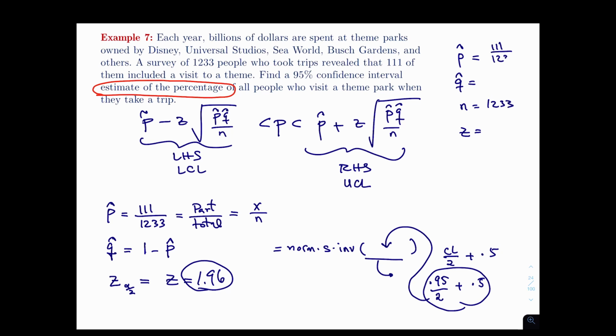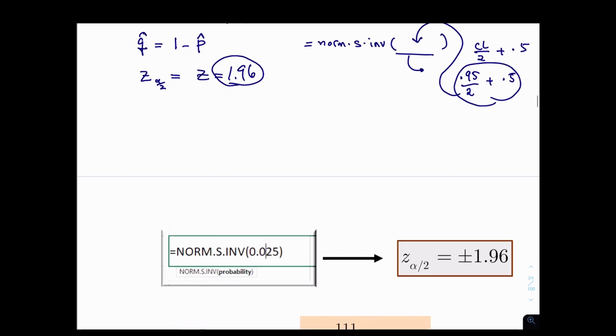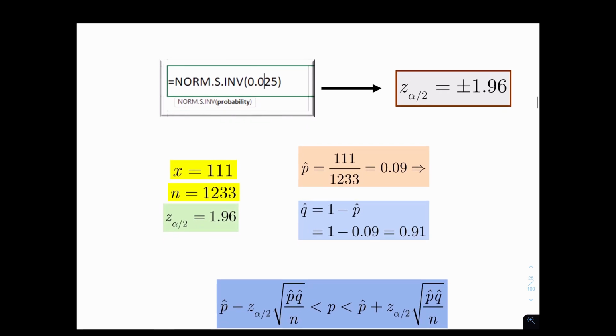My sample size n is 1233, so my p hat is 111 over 1233. Q hat is 1 minus p hat, and z is 1.96, and then you have all of it to plug in. Now, I'll show it to you on the next page, where I've done it for you guys. See, that's how we do it.